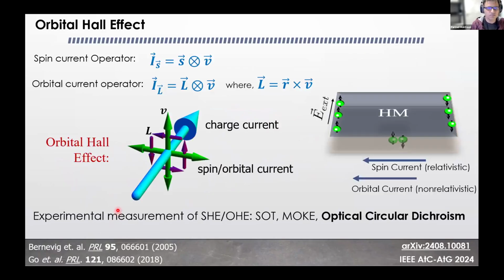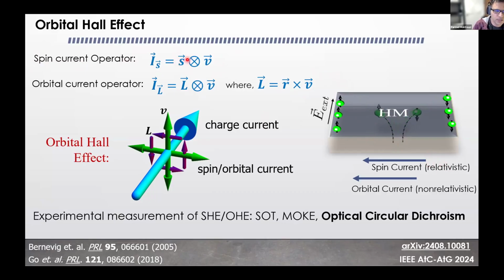Now, an introduction to the orbital Hall effect, which is considered to be the main mechanism for the measured dichroism. Well, you all probably know what the spin Hall effect is. Due to relativistic effect, a charge current is accompanied by a transverse spin current, and this is due to spin-orbit coupling.